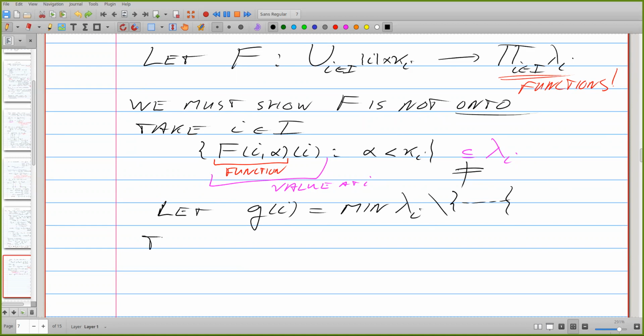Then G is not equal to F_i alpha for all i, alpha. G is never equal to any one of those functions that we had.